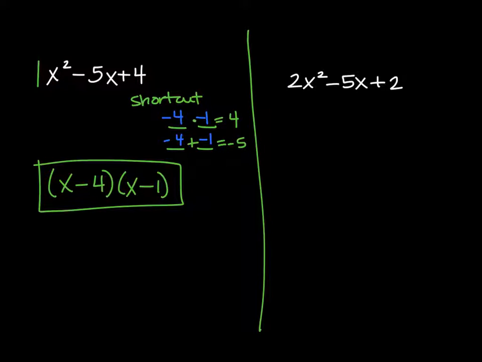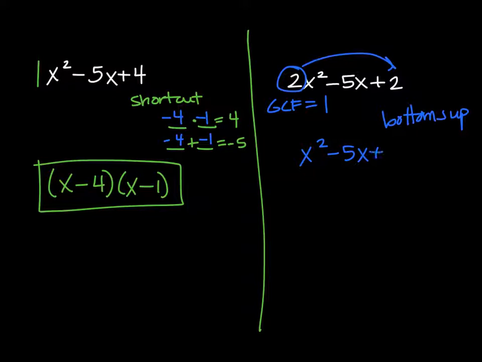Now, if we look at this other problem, we probably need to think to ourselves GCF, but they don't have anything in common, so my GCF is just 1, which means my problem stays the same. Because I have this 2 in the front, this is going to be my bottoms up problem. So I'm going to rewrite my problem, x squared minus 5x plus 4.